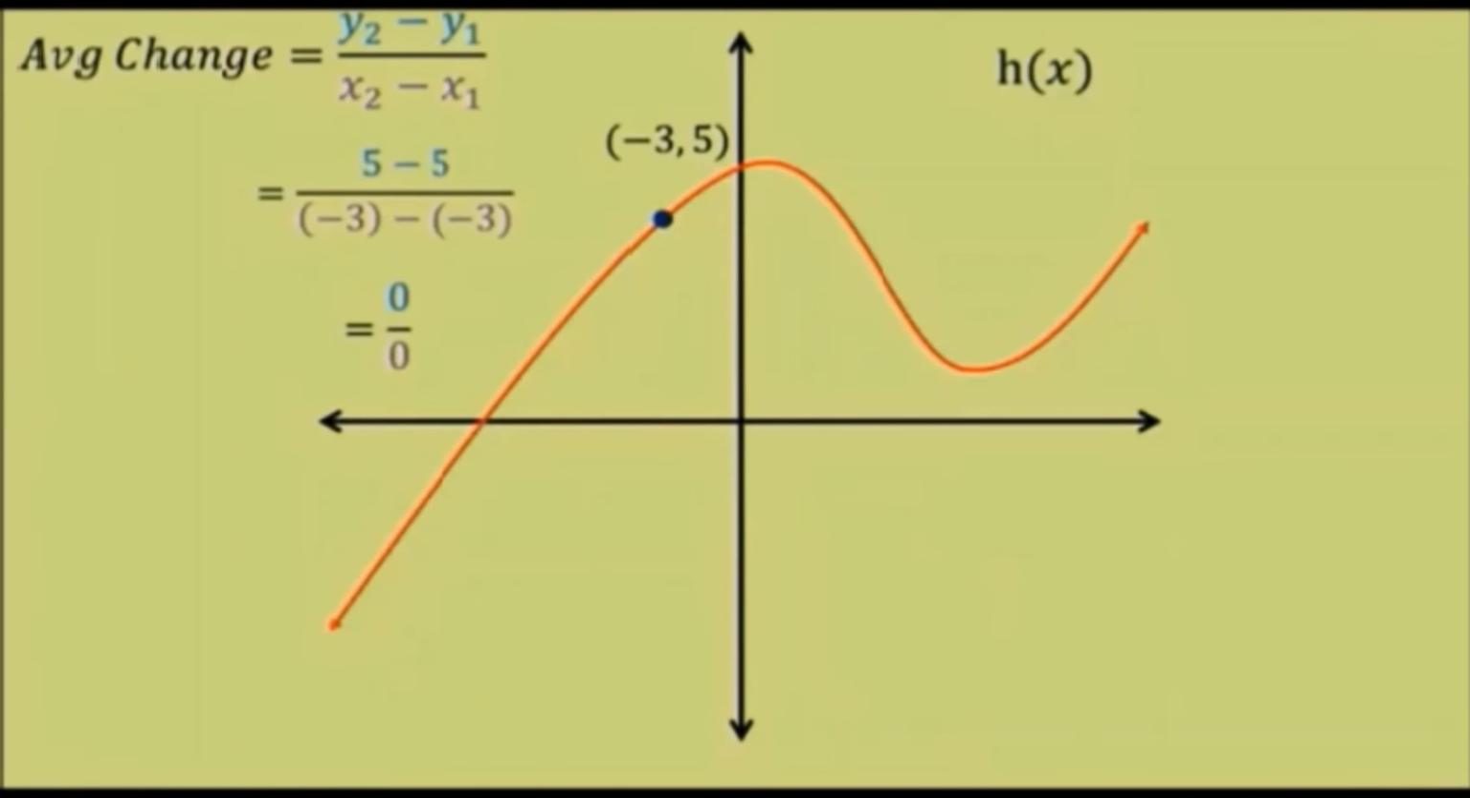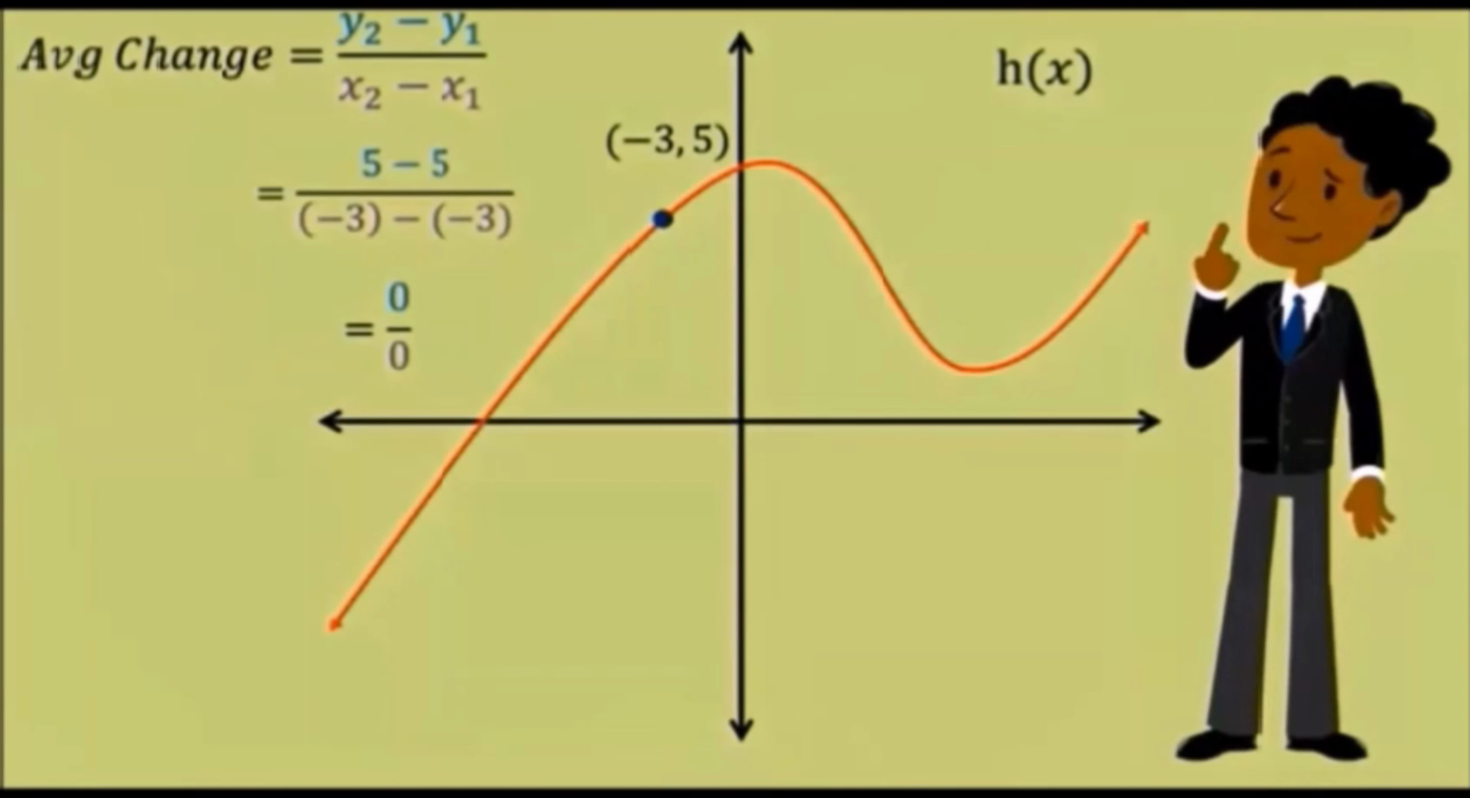Fortunately, there is a way we can find a change at a single point, and the secret is in using the average rate, but in a more clever way. Let's see how we can do it.